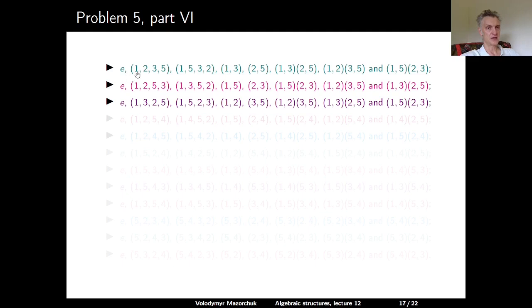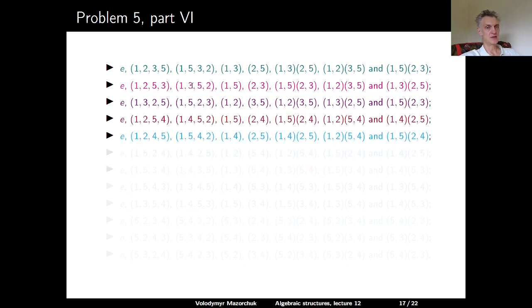So we have the identity (1, 2, 3, 5), (1, 5, 3, 2), (1, 3, 2, 5), and the products of commuting transpositions (1 3)(2 5), (1 2)(3 5), and (1 5)(2 3). And similarly for the 2 other subgroups. And then we take the 3 subgroups which are obtained from the previous list by changing 3 into 5.